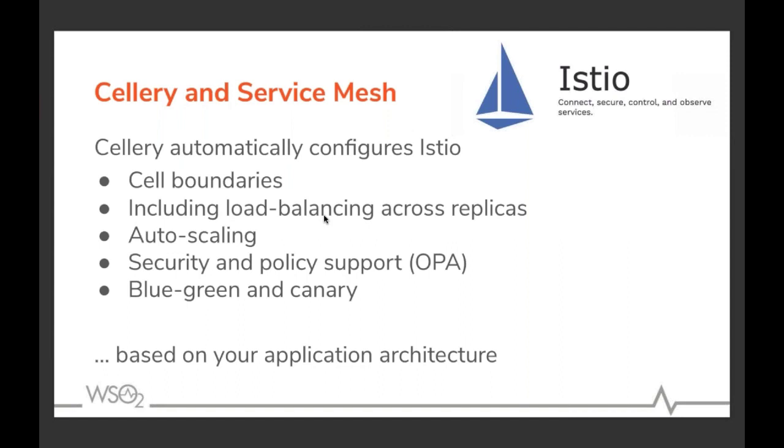So we chose to work with Istio. Istio is probably the most popular service mesh in the Kubernetes ecosystem at the moment. And we automatically configure Istio to do all sorts of cool things. So cell boundaries, including load balancing across replicas, we do auto scaling, we do policy support, so you can actually deploy policies in OPA that control access to services. And we do blue, green, and canary deployment. So this is a really important point. And all of this is based on your application architecture. So you are not having to write an Istio YAML and tell Istio how all these things work together, because we have those connections defined in the cell definitions and in the cell-to-cell references.